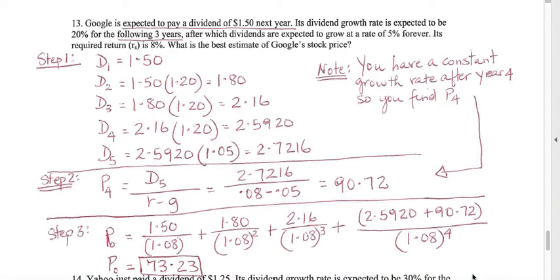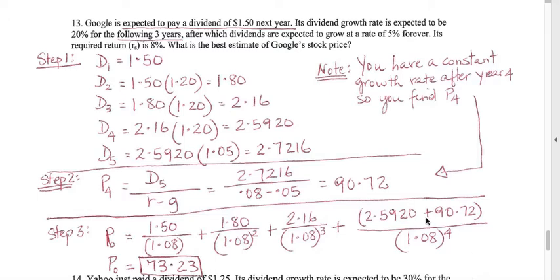In number 13, we have a question which is a little different. It says Google is expected to pay a dividend of $1.50 next year. So expected to pay, that means $1.50 is D1. Its dividend growth rate is expected to be 20% for the following 3 years, after which dividends are expected to grow at a rate of 5% forever. Its required return is 8%, and you're asked, what is the best estimate of Google's stock price?